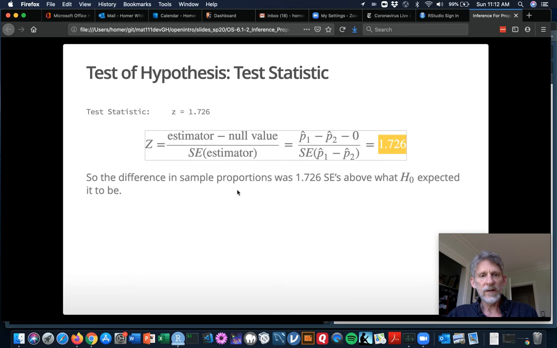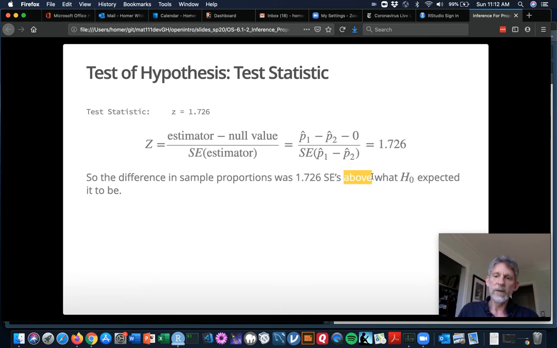So what that test statistic is saying is that the difference in sample proportions was about 1.7 standard errors above what a believer in the null hypothesis would be expecting to see. A believer in the null figures that P1 hat minus P2 hat should come out to be near 0, give or take some for chance error. It came out to be 1.72 standard errors above 0.